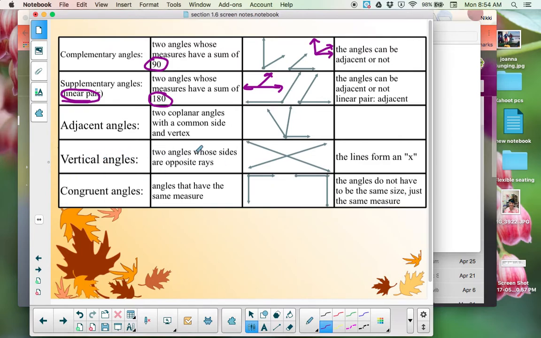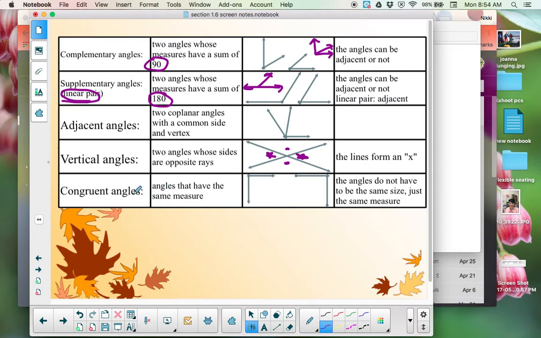The next one, vertical angles. Vertical angles make an X. So you can see there's an X here, and they're the angles that sit on opposite sides of the X. So this angle and this angle would be vertical angles. And this one and that one would also be vertical angles. The rays go in opposite directions and form an X. We'll learn in the next section that these will always be the same measure. These two will always be the same number of degrees, and these two will always be the same number of degrees.